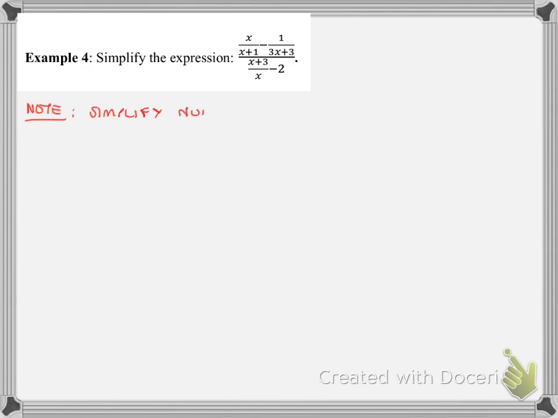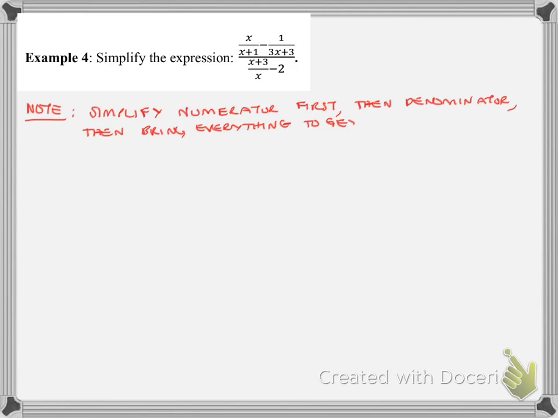So we should simplify the numerator first, then the denominator, then we're going to bring everything together. All right, so if we just take our numerator, we see we have x over x plus 1 minus 1 over 3x plus 3.